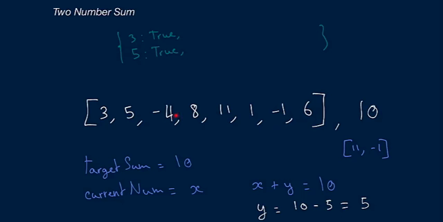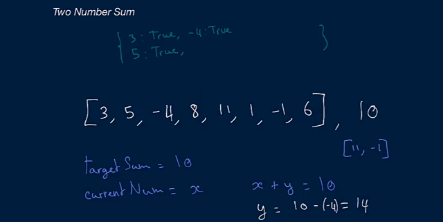Then we move on to the number minus 4. And we solve for y. So we say, is 10 minus negative 4 equal? So 10 minus negative 4 is going to be equal to 14. Is 14 in our hash table? No, it's not. So we just store negative 4 to be true in our hash table.